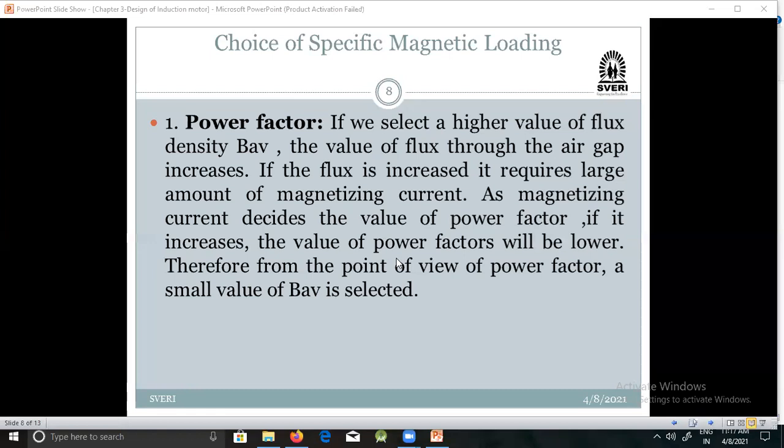So that is what you need to keep in your mind. Remember the point of view properly, so that it will not confuse you. If you remember properly what increases and what decreases because of what, then you will get a clear idea regarding the choice of electric loading and specific magnetic loading with the help of power factor.